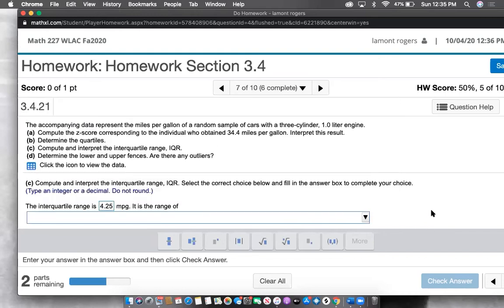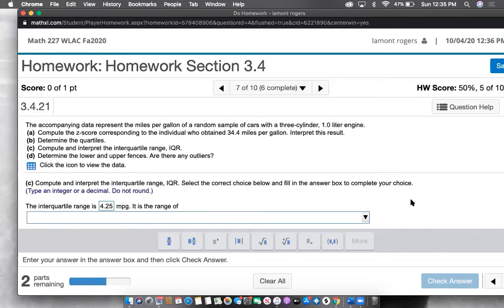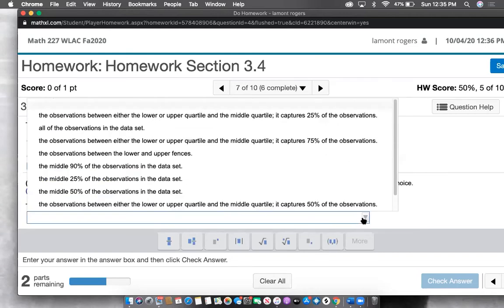What is this question asking again? The interquartile range is 4.25. Since it's 4.25, it's in the range of 4.25.